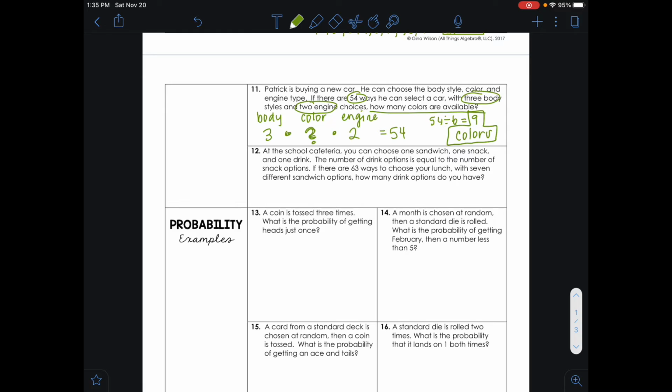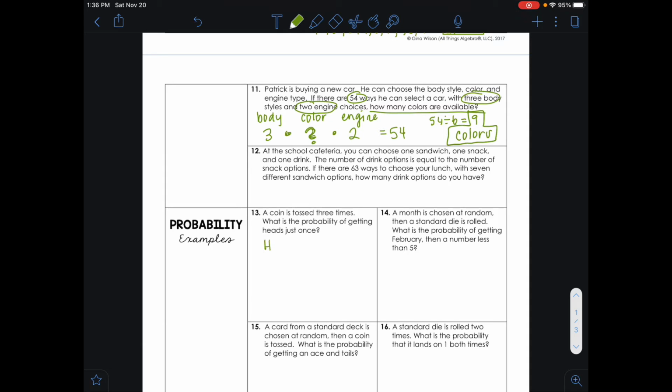Okay, number 13, a coin is tossed 3 times. What's the probability of getting heads just once? Now, I want to tie this lesson into the tree diagrams lesson. So I want us to kind of think about all the different possibilities.